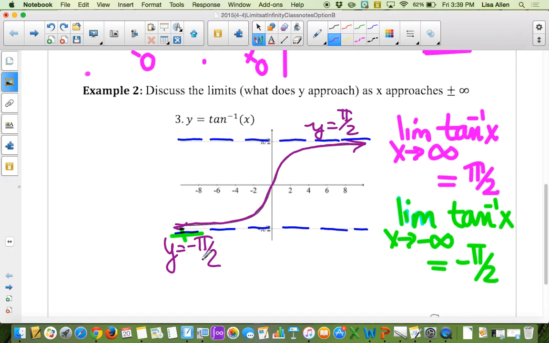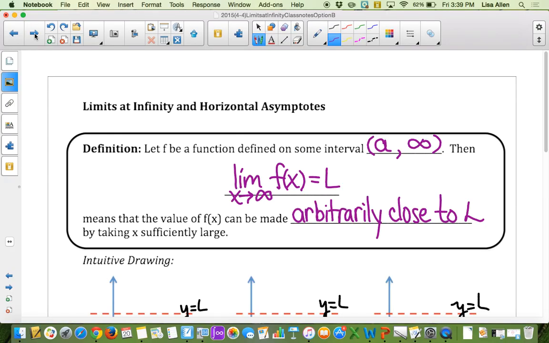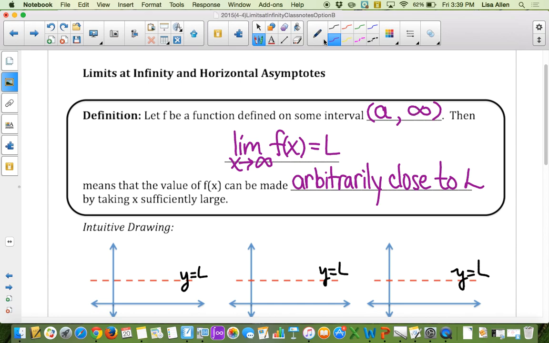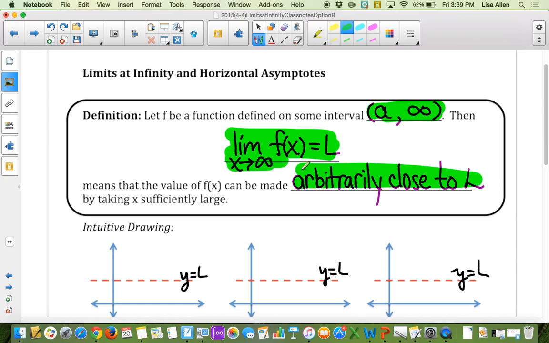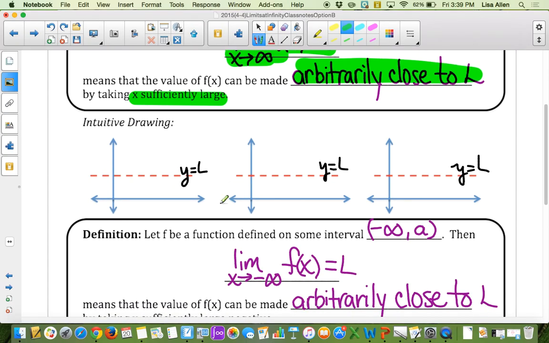Okay, so as we move along here, I have a couple notes for you to take notice of, that the limits at infinity and horizontal asymptotes, just highlight what you are looking at here. Let f be a function defined on some interval from a to infinity, and the limit as x approaches infinity of f of x equal L means the value of f of x can be made arbitrarily close to L by taking x sufficiently large. So if we look at a couple of examples of what these look like, a more intuitive way of looking at it rather than such a wordy kind of thing.